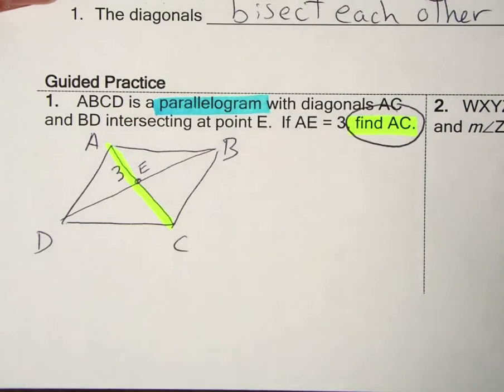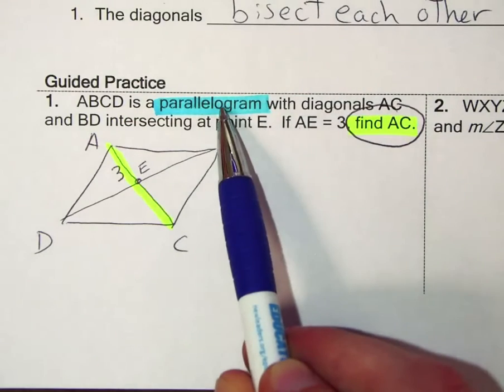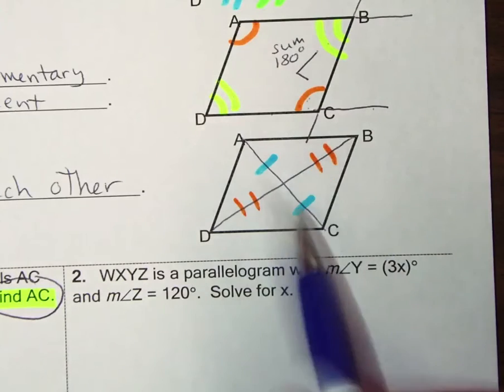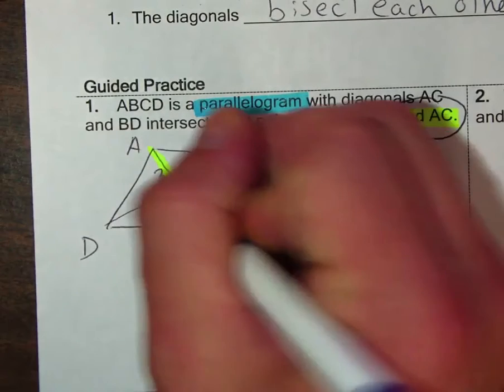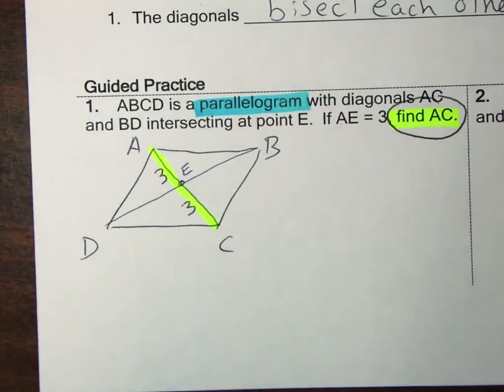So what do we know? Well, what do we know about diagonals of a parallelogram? If you look back up over here, you can see in your notes that these diagonals bisect each other. So these segments are going to be congruent. So if I come back here, I know if this is 3, so is this. Therefore, what do I know? AC is going to equal 6.